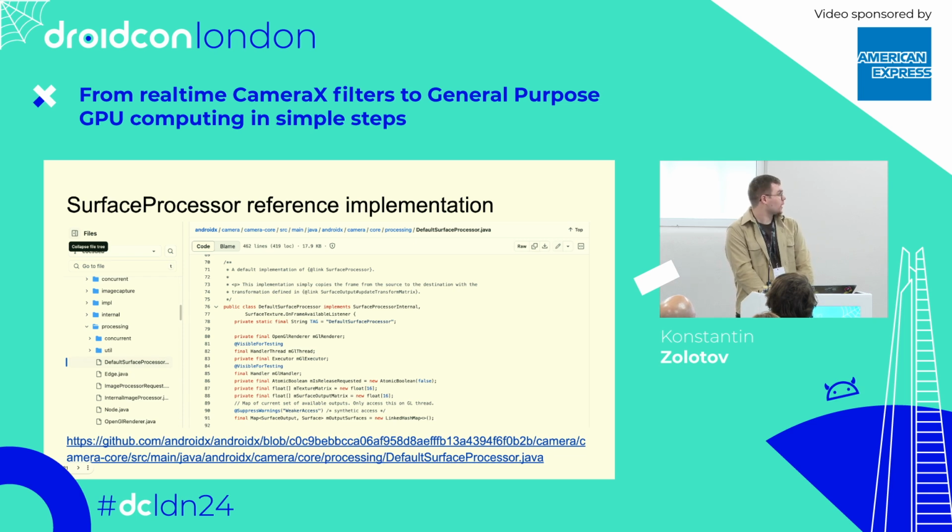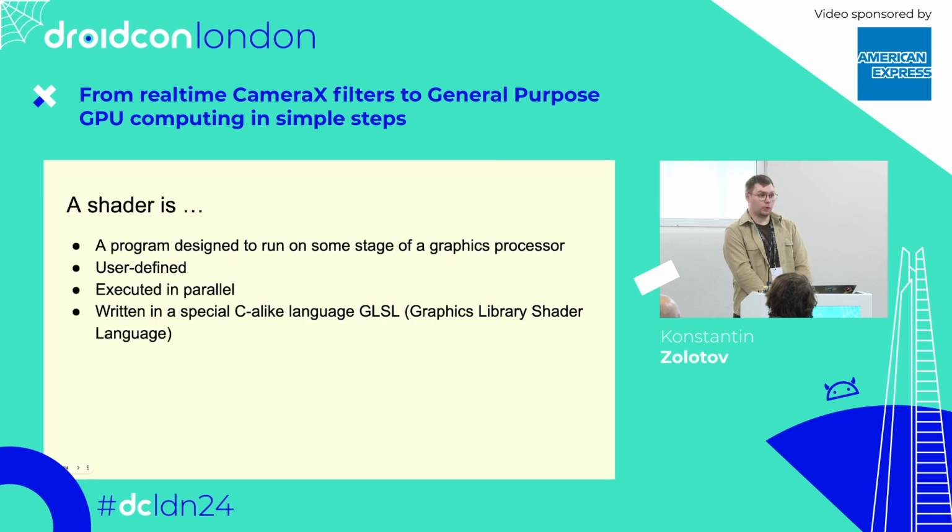So instead, I'm going to focus more on the shaders, because in the library the shaders are really basic, but that's actually the thing we would like to explore more. So what is a shader? A shader is a special program that is executed directly on the GPU and does it in parallel. A shader is user-defined and written in a special C-like language called the OpenGL Shading Language, or GLSL for short.